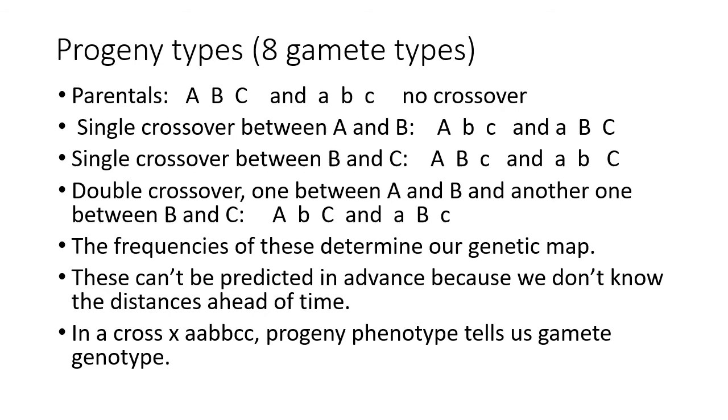Okay, so reiterating, there are 8 gamete types, 8 progeny types, the 2 parentals, which have no crossover that you can measure, single crossovers between A and B or between B and C, and then the double crossover where you had a crossover between A and B and between B and C. Now these can't be predicted unless we know our map, because we don't know the distances ahead of time. And of course, again, reiterating, the progeny phenotype tells us which gamete was produced from the heterozygote parent to give us that particular progeny.